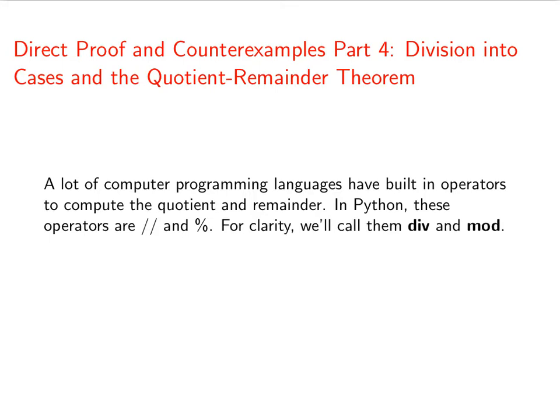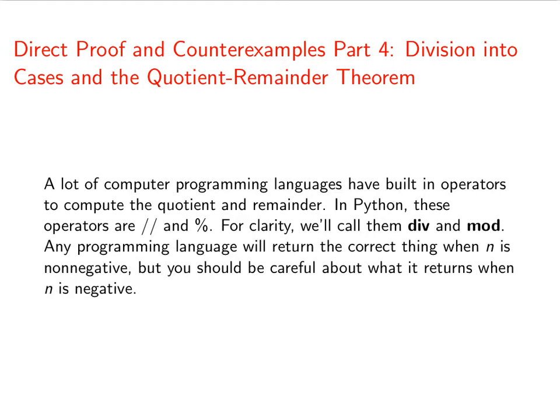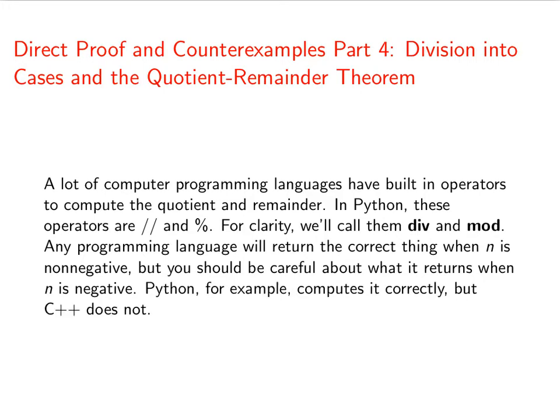Now for clarity, we'll call these div and mod. That's a div and mod, and it's just integer division. Pretty much any programming language will return the correct thing when n is non-negative, but you have to be careful about what it returns when n is negative. It's not a standard thing. Python, for example, will do it correctly, but C++ does not. C++ will allow for a negative remainder.